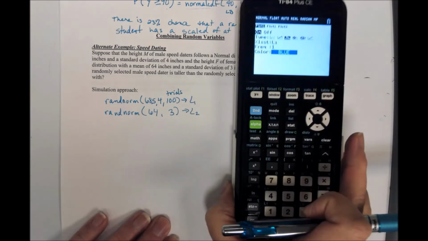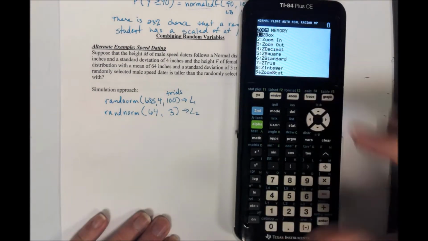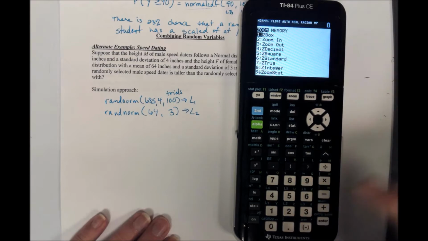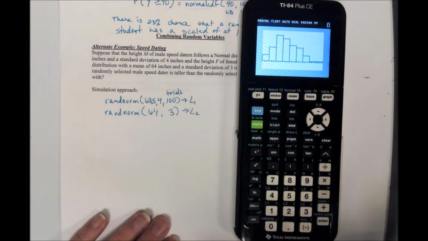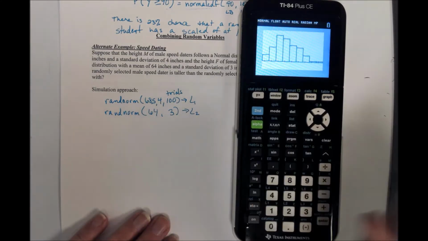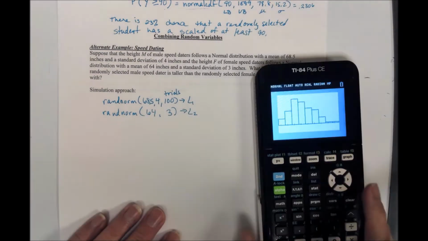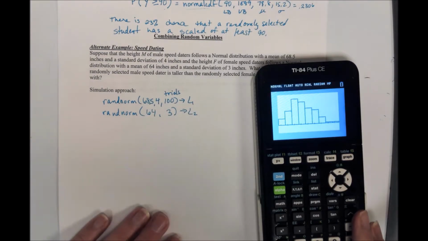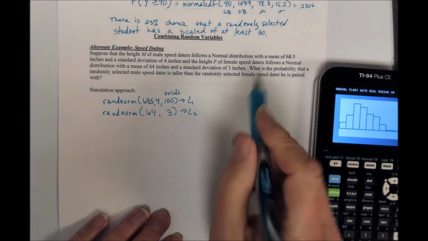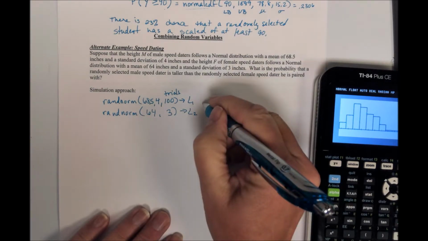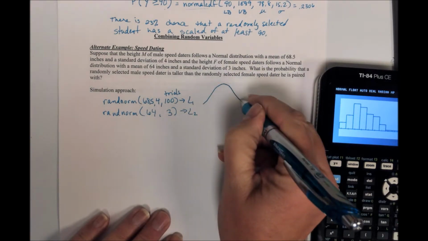Again, to get a quick window, I do zoom, and number 9 is stat, so I can just press the number 9 and it gives me a nice window. Now it looks a little skewed to the right. If I had done more trials, if I did 200 or 500, it probably would have looked more normal, but the shape was generally like that.